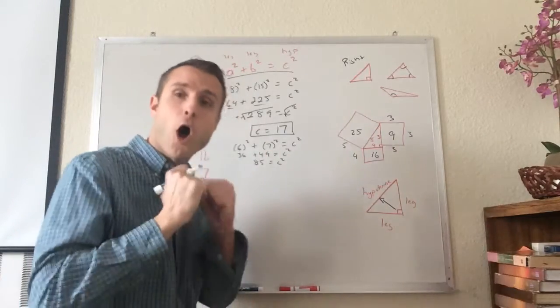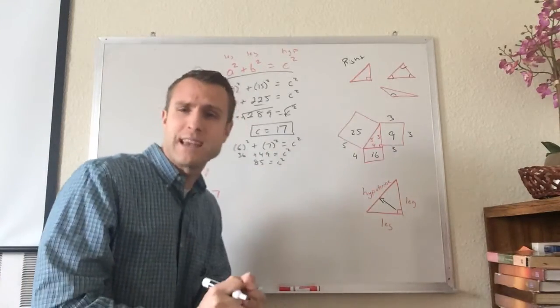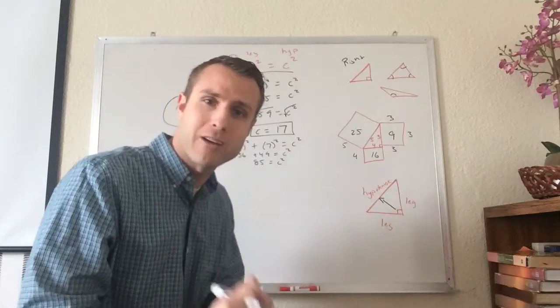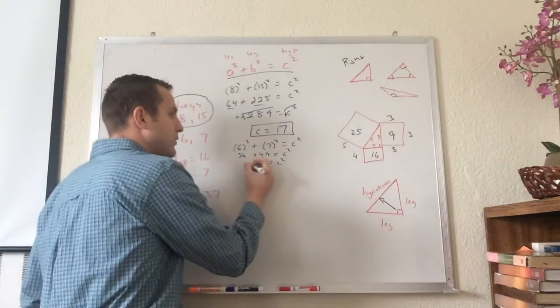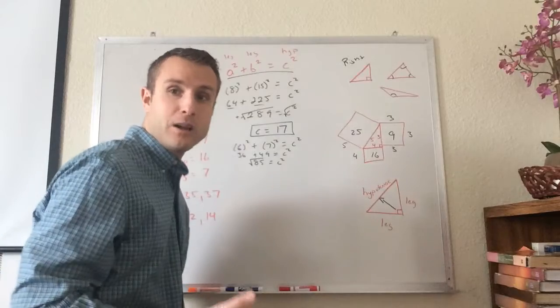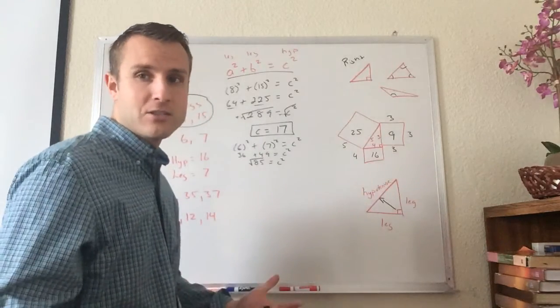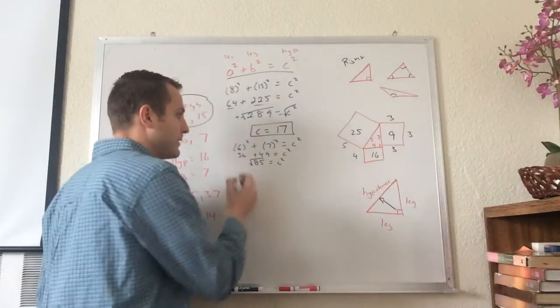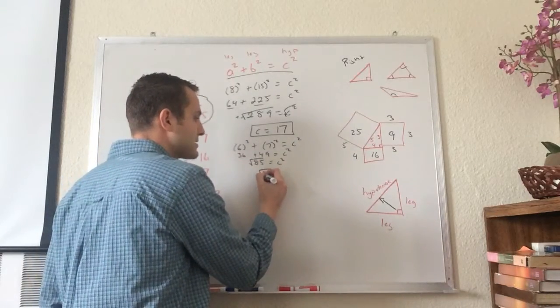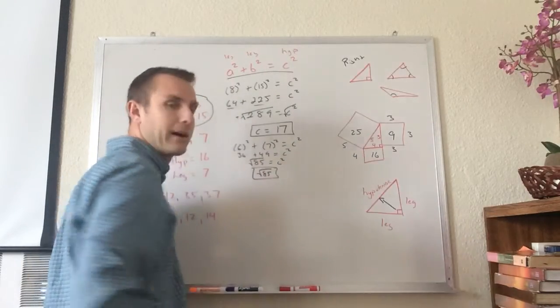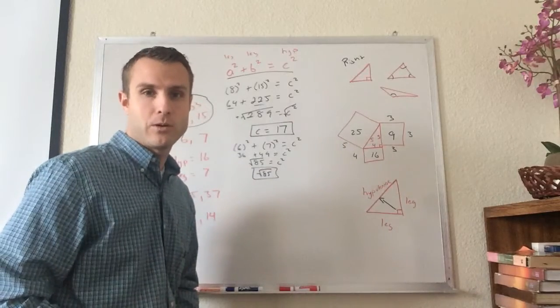Your last step always, always, always has to be to square root your answer. So is there a square root of 85? No, I know there's a square root of 81. That's 9. 100 is 10. So there is no square root of 85. So guess what? Just leave your answer as the square root of 85. Just leave it in the square root, and that is your answer.